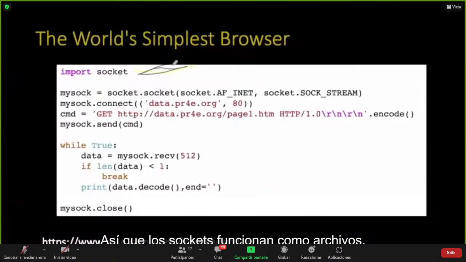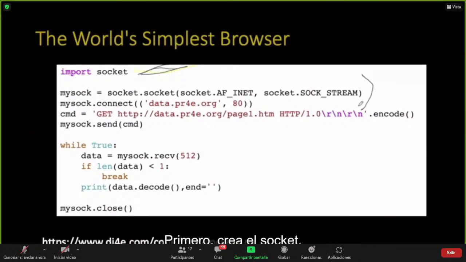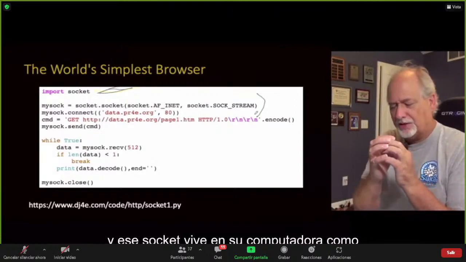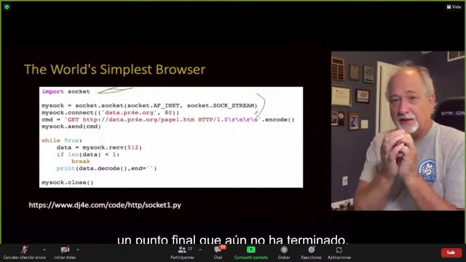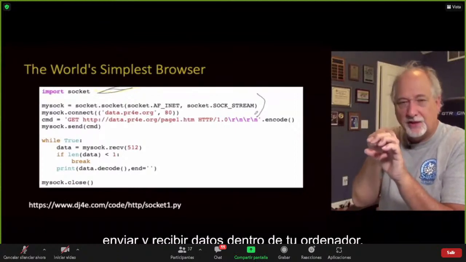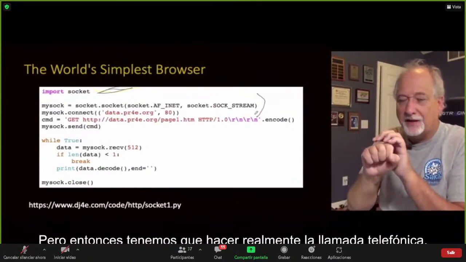Sockets kind of function like files, but they're files that we can send data to and receive data from. But when you're using a file in Python, you've first got to open it. The opening of a socket is really a two-step process. First, you create the socket, and that socket lives in your computer as an endpoint that's not yet finished. It's the endpoint that you're going to send and receive data to inside your computer. But then we have to actually make the phone call.